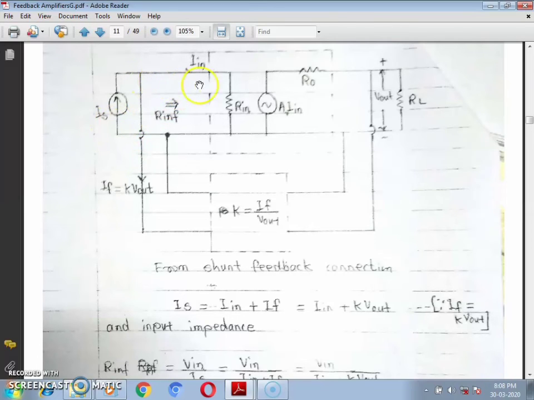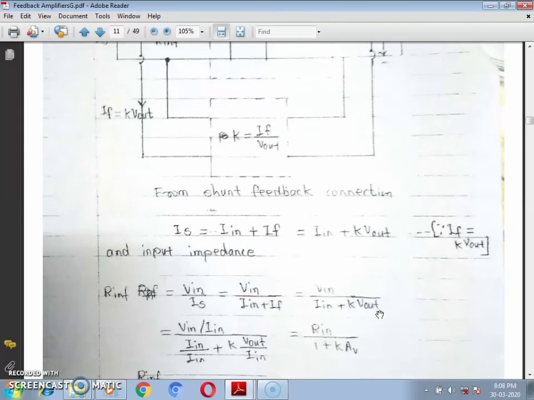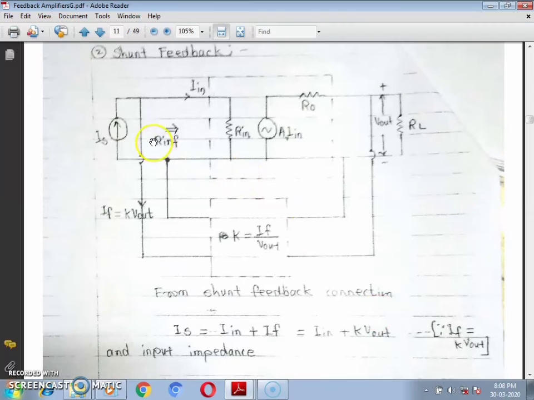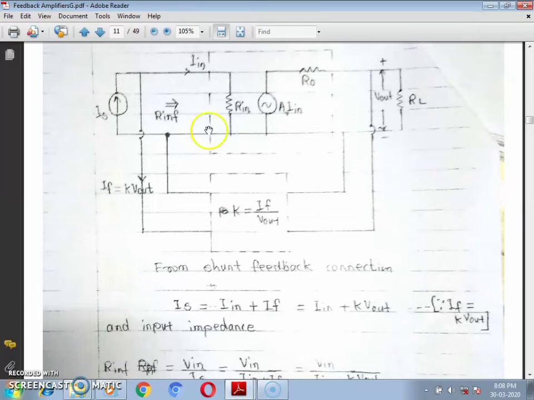By KCL, we will have Is equal to In plus IF, but IF is nothing but the output of the feedback network, which is K times V out. So by plugging in the value of IF, we have Is equal to In plus K times V out. Now we are interested in the input impedance seen at this point. The input impedance seen at this point is the drop across this, which is the input voltage, divided by the current drawn from this one, which is Is.